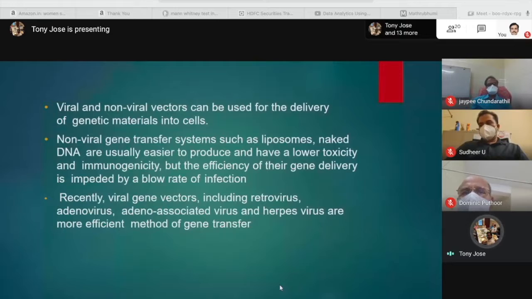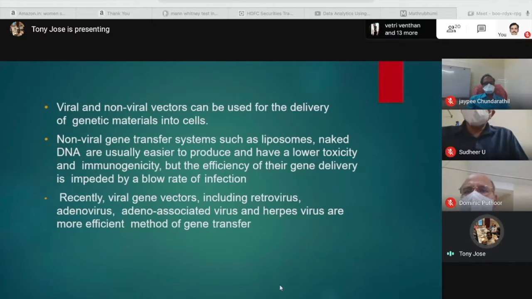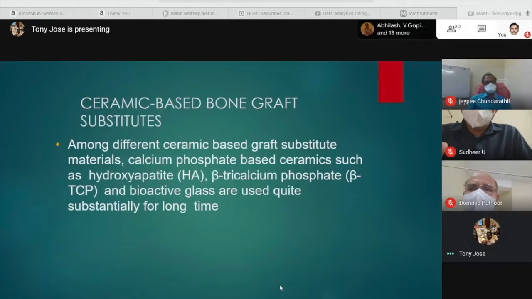Viral and non-viral vectors can be used for the delivery of this genetic material into the cell. Non-viral gene transfer systems such as liposome, naked DNA are usually easier to produce and have a lower toxicity and immunogenicity, but the efficiency of their gene delivery is limited by a low rate of infection. Recently, viral gene vectors including retrovirus, adenovirus, adeno-associated virus, and herpes virus are more efficient method of gene transfer. Next, we move on to the ceramic-based bone graft substitute.